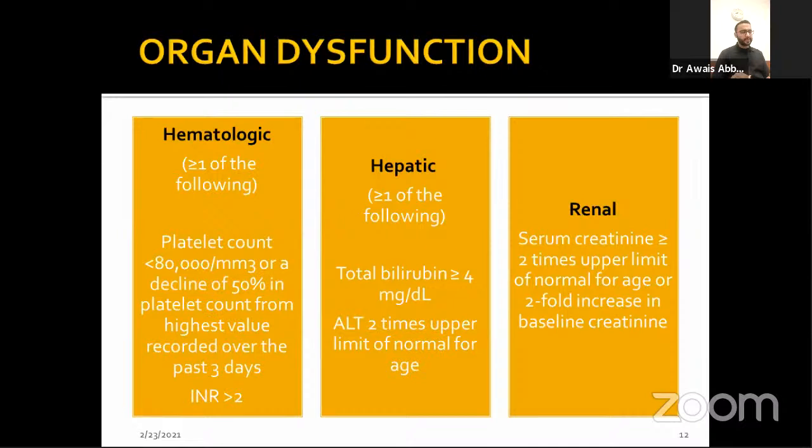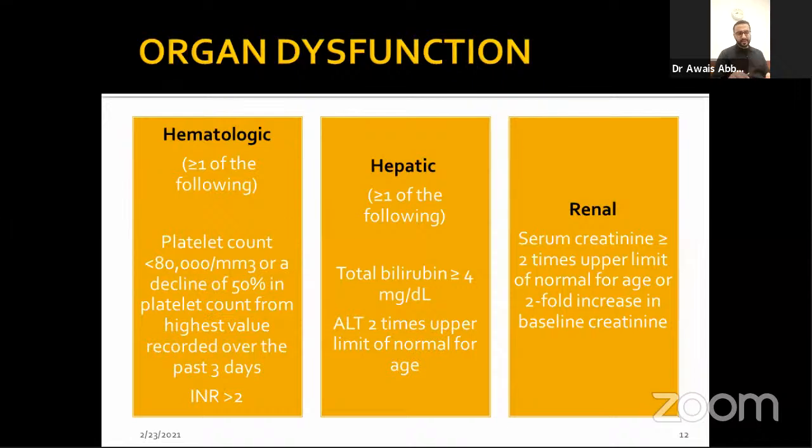Hematologic dysfunction is defined as having one or more of the following: if the platelet count drops below 80,000, or a decline of 50% in the platelet count from the highest value that we recorded over the past 3 days, and if the INR is greater than 2. The hepatic dysfunction, we define it as a total bilirubin of 4 or greater than 4 mg per deciliter, and ALT greater than 2 times the upper limit of normal for that age.